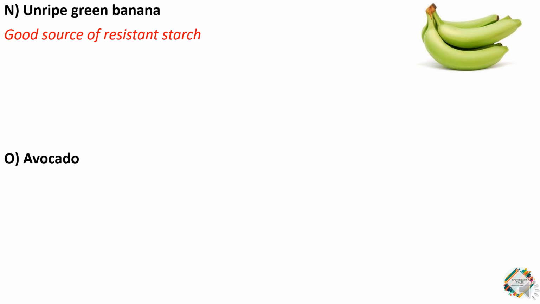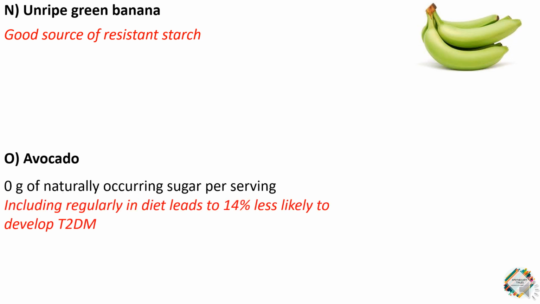Next is the avocado. Avocado has 0 grams of naturally occurring sugar per serving. Including avocado regularly in the diet leads to being 14% less likely to develop type 2 diabetes mellitus. And you might have seen in Western culture, most people try to include avocado in the diet. It is very beneficial not only for diabetes but also in other health aspects.